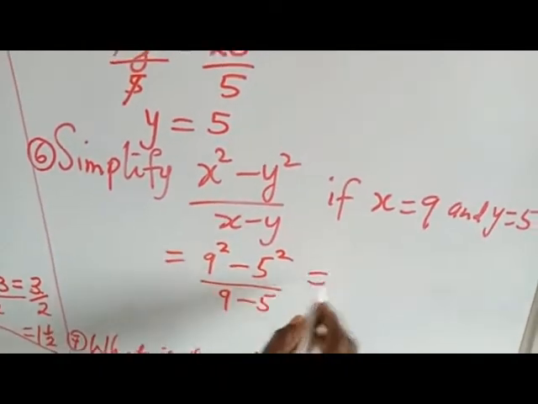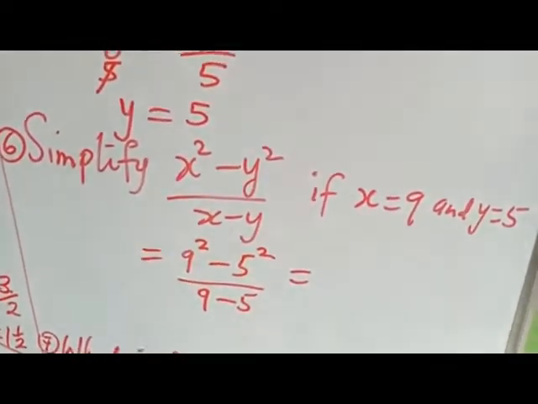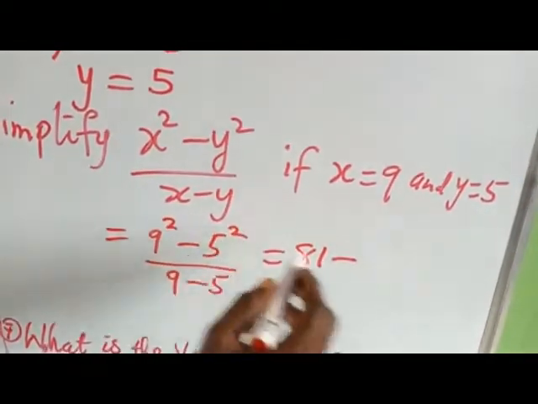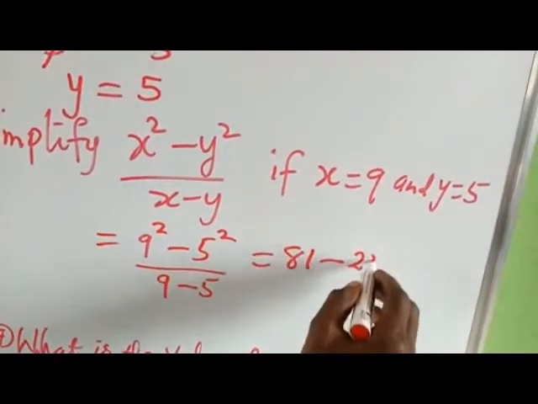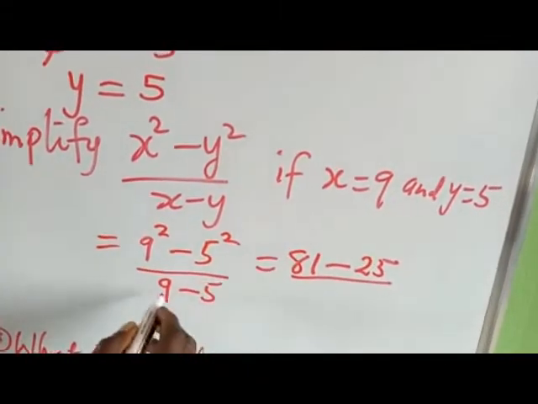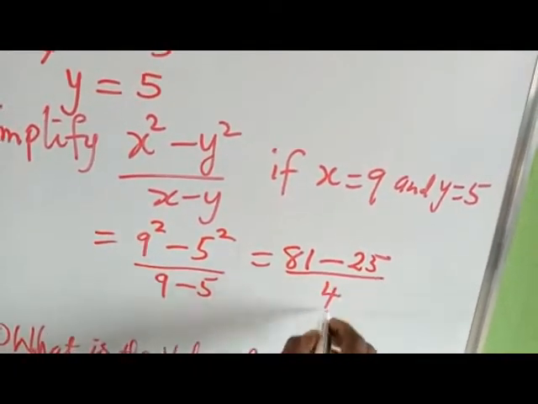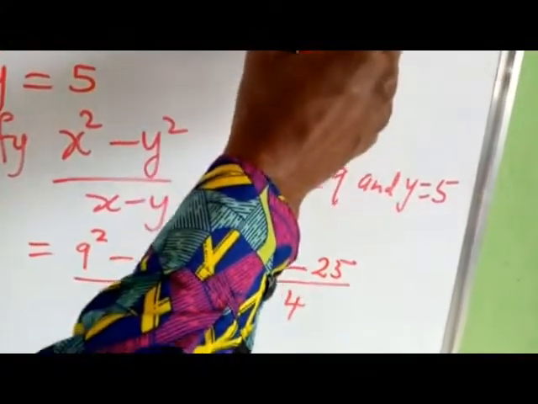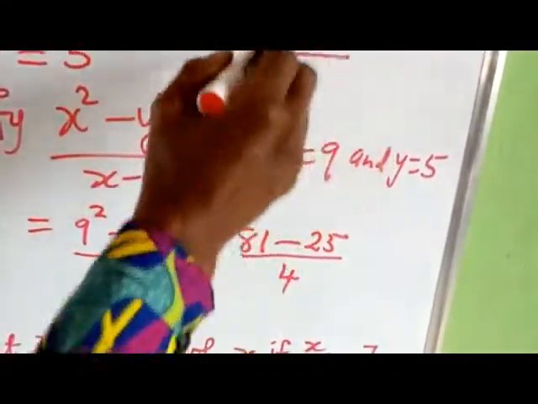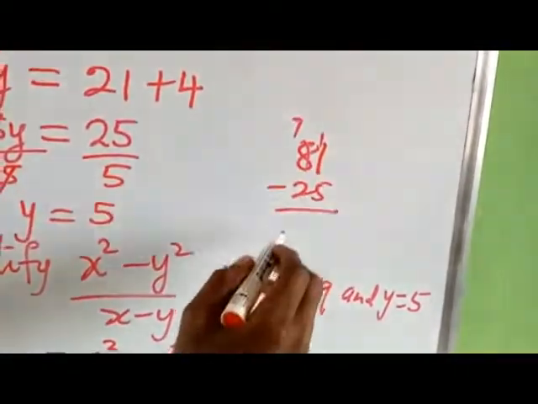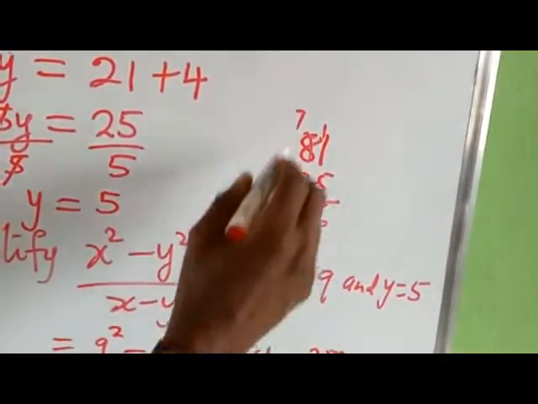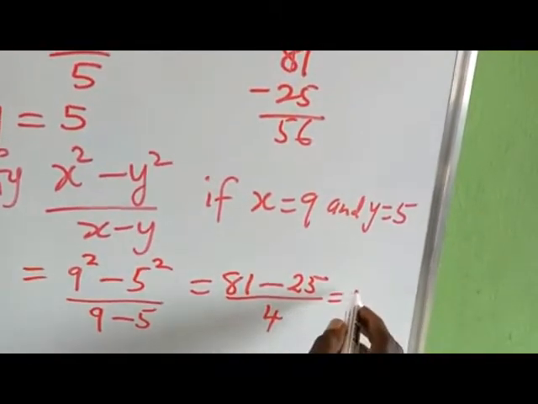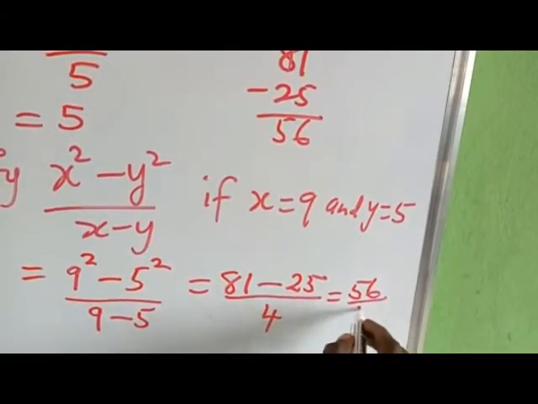So let's quickly look at this. 9 squared is the same thing as 9 times 9, which is 81, minus 5 squared, which is the same thing as 5 times 5, which is 25, all over 9 minus 5, which is 4. So let's quickly do this arithmetic. That's 81 minus 25. Borrow 1 here, this is 7. 11 minus 5 is 6. 7 minus 2 is what? 5. So you now have 56 divided by 4.